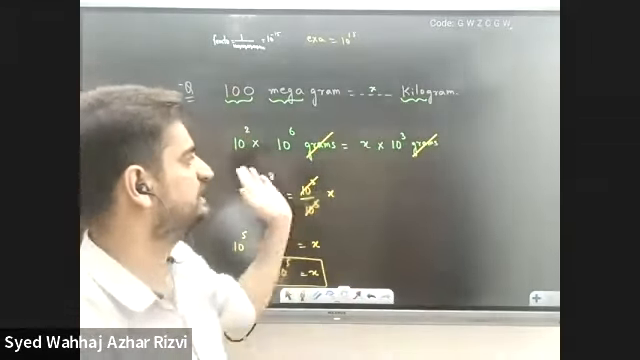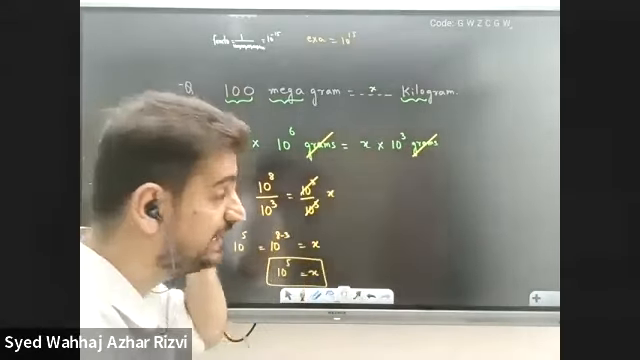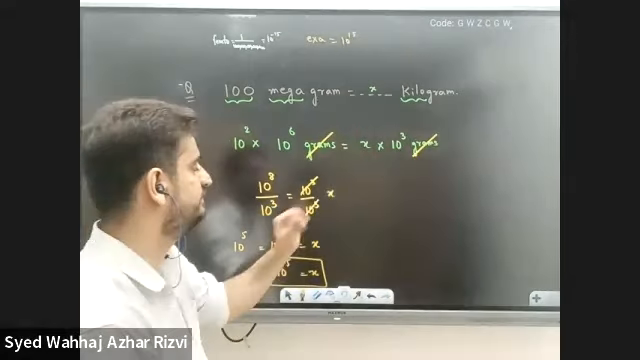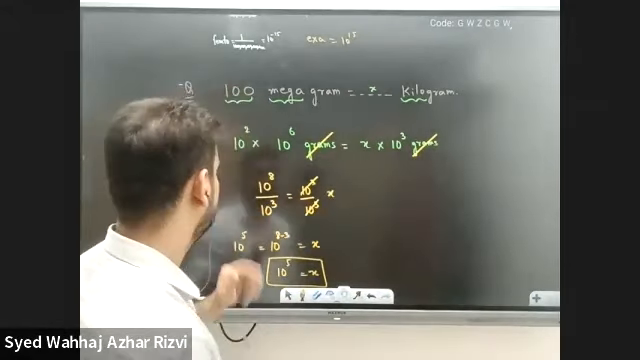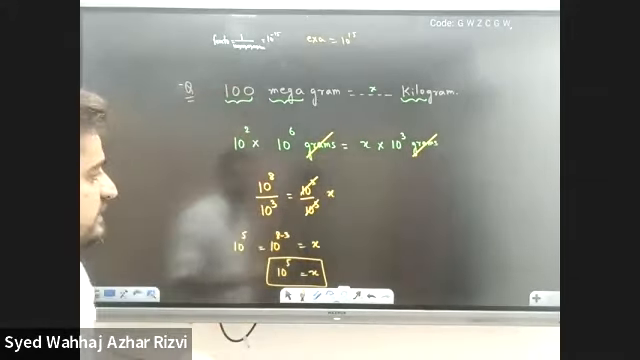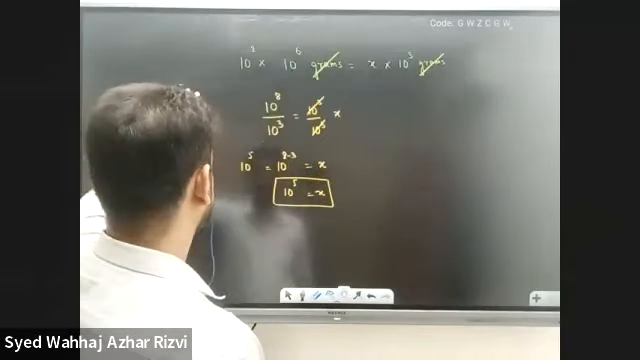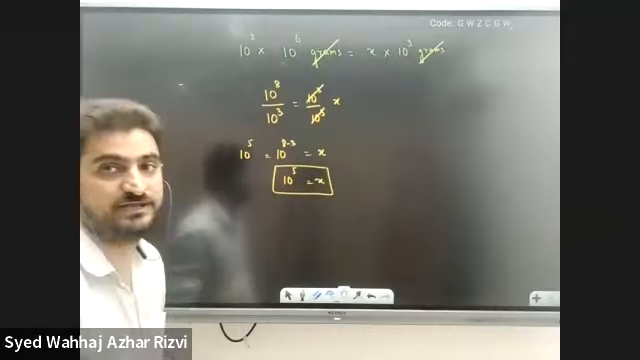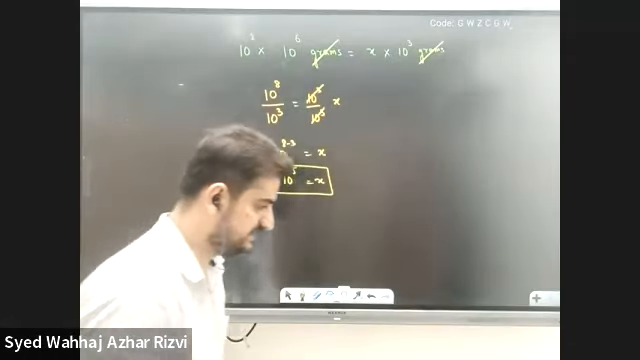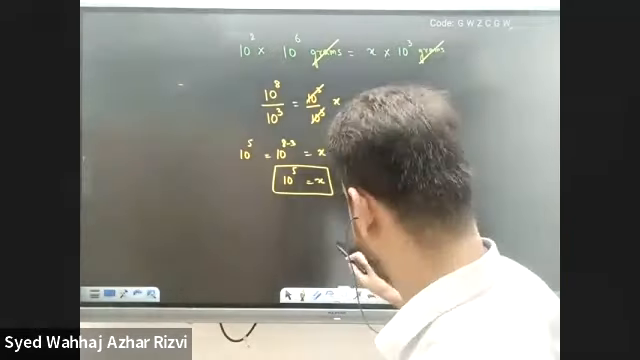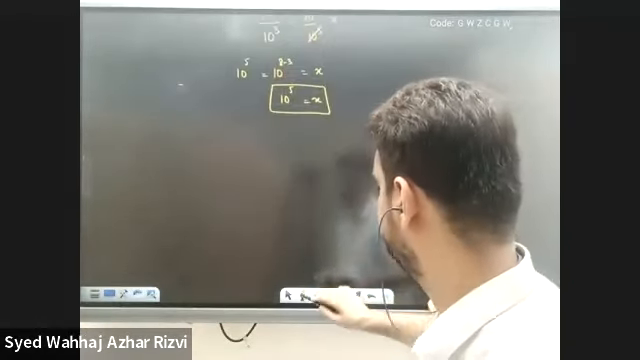And then we can divide the whole equation by 10 raised to the power 3. The 10 raised to the power 3 cancels on the right of the equation, and x remains on the right. On the left of the equation, we have 10 to the power 8 divided by 10 to the power 3. That gives us 10 to the power 8 minus 3, that is 10 raised to the power 5. We got the value of x. That could be a question that we can be asked in the examination. Okay, let's move ahead.